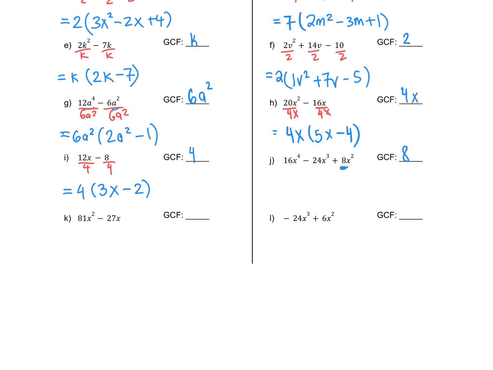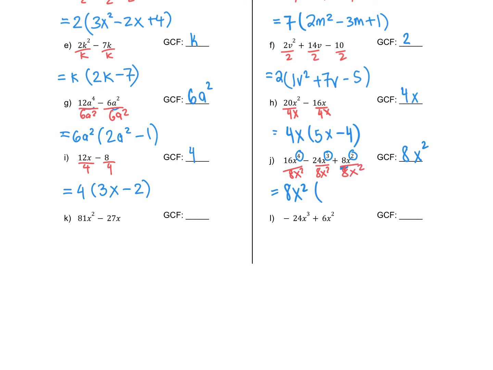In terms of your variables, we have x to the 4, x to the 3, and x to the 2. 2 is the smallest, so I can take out 8x squared. So I'm going to write my 8x squared out in front. I'm going to open up a bracket, and I'm just going to divide each of these by 8x squared.